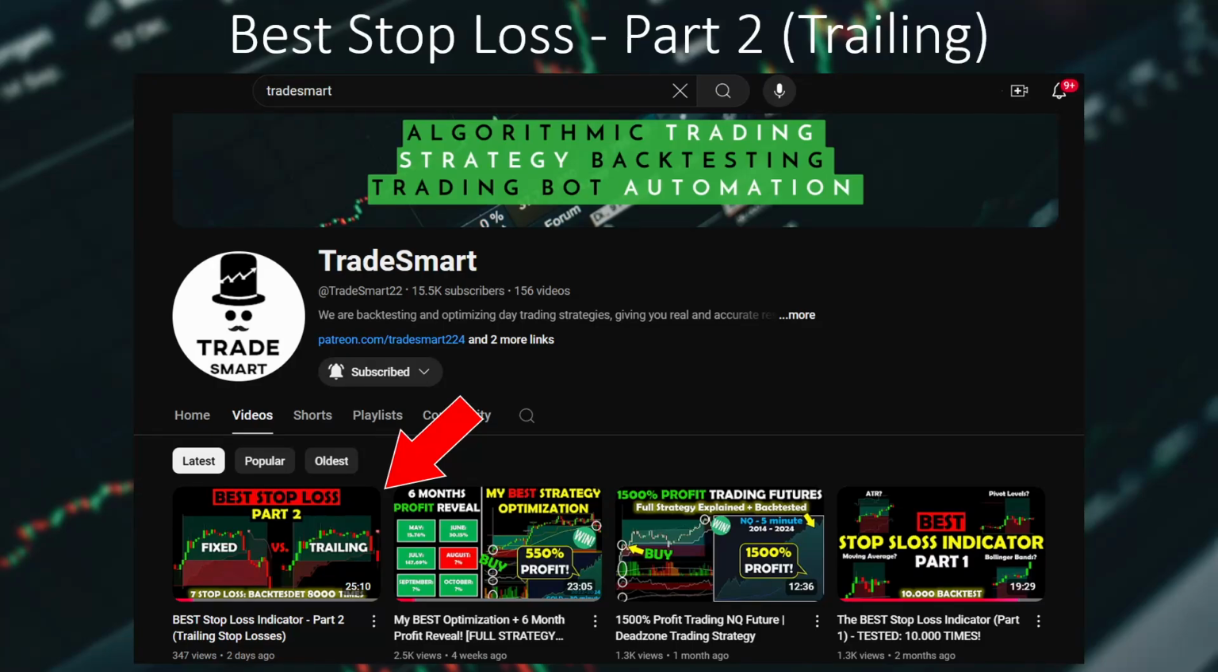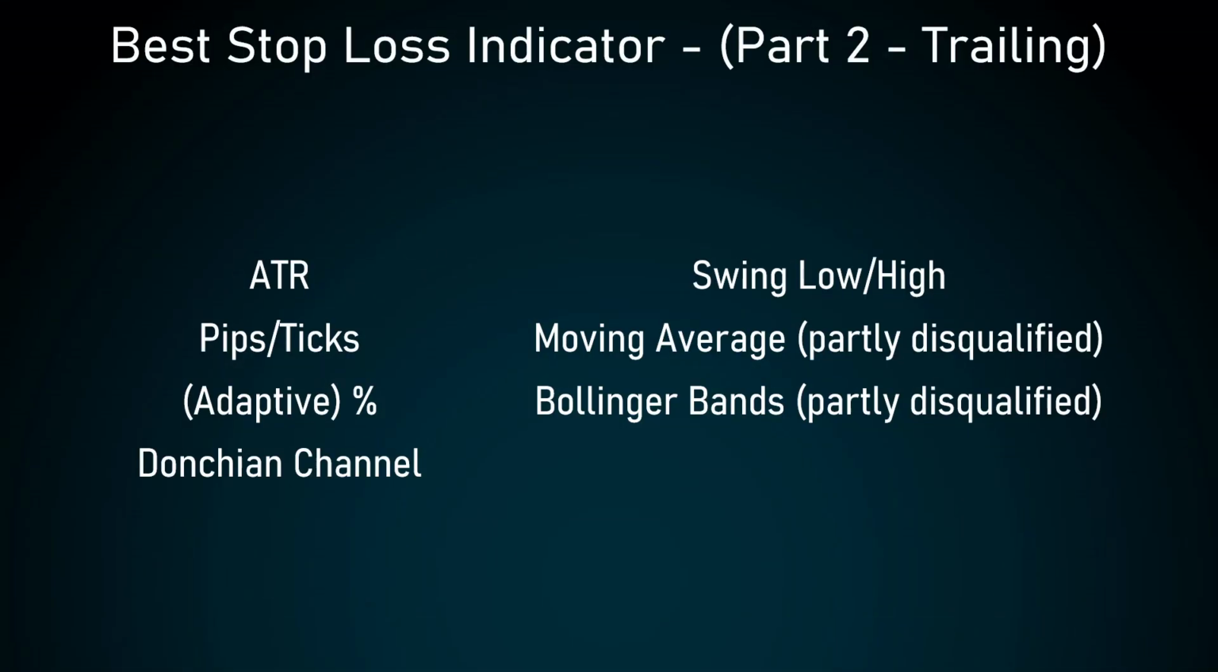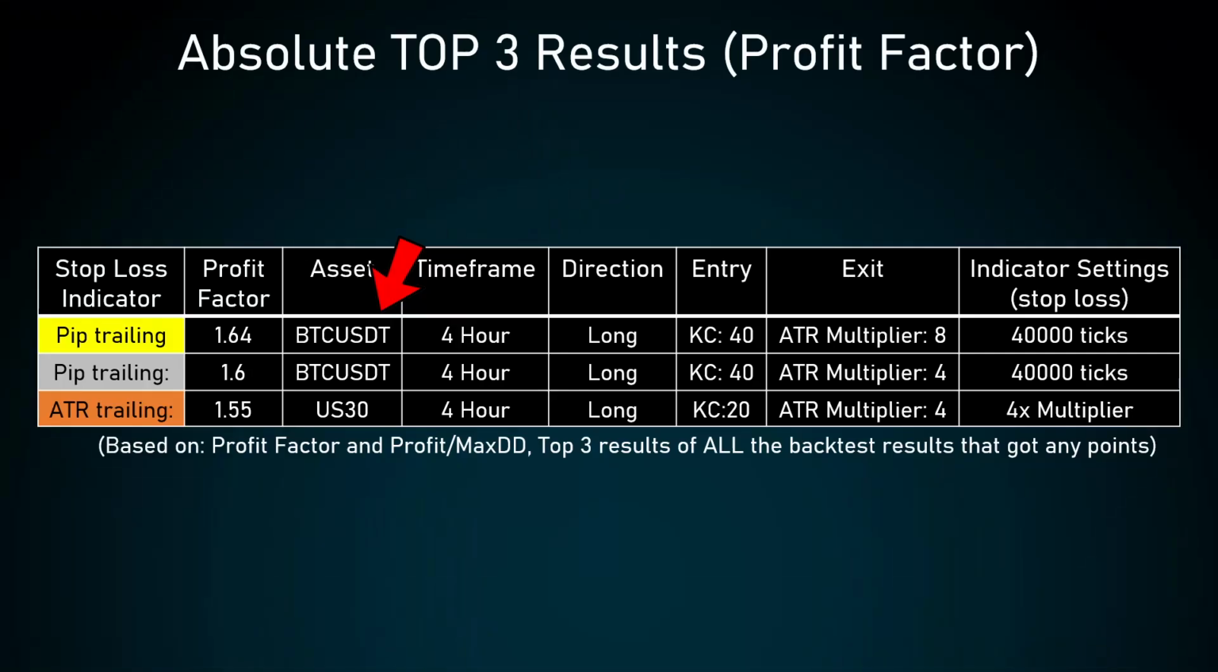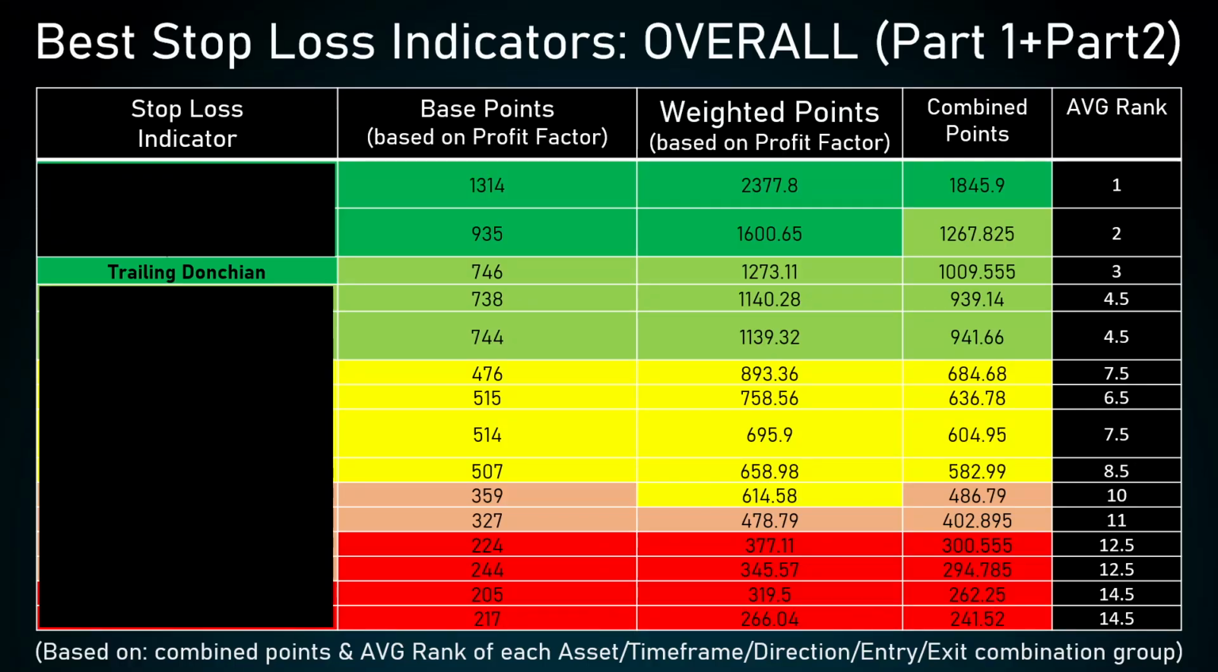Recently I released the best stop loss part 2 video on the main TradeSmart channel, in which I tested many indicators as trading stop losses to find the best one. To complete the research and backtest, I created dozens of simple Pinescript strategies with the help of ChatGPT. After completing the research, I noticed that the BTCUSDT 4-hour chart worked the best, so I decided to optimize the strategy with the best stop loss method that was not disqualified, which is the Donchian Channel.